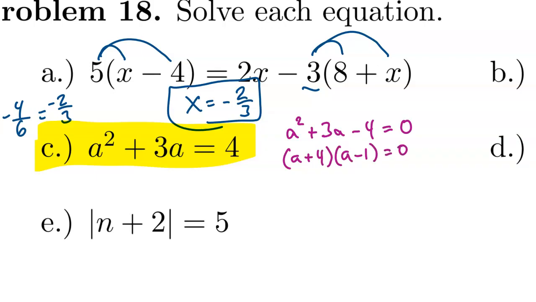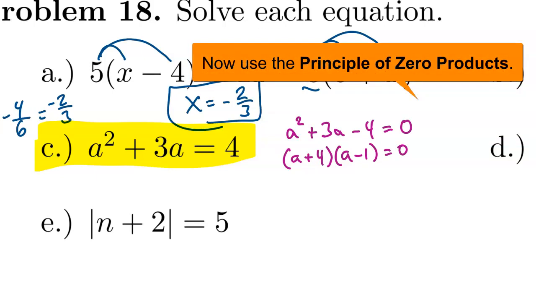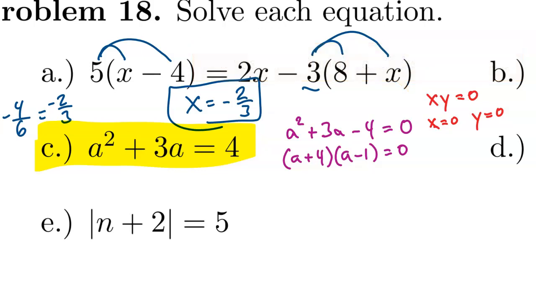And now I'm going to use an important idea in algebra called the principle of zero products. If I have two things that multiply together and equal 0, so if I have a factored expression equal to 0, the only way that can be true is if either the first factor, in this case x, equals 0, or y equals 0. So what I know from this factored expression set equal to 0 is that either a plus 4 equals 0 or a minus 1 equals 0.